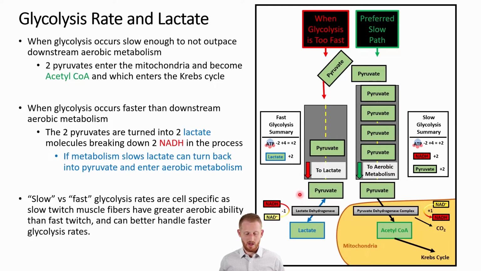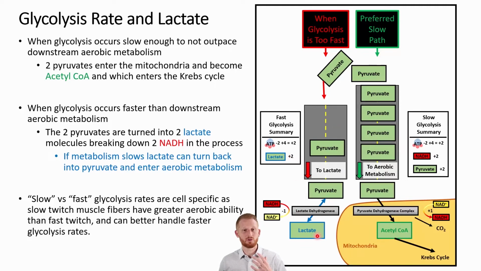All right, so if we go down this pathway here, we end up losing out on the pyruvate molecules that can go into the Krebs cycle. We also end up losing out on the NADH molecules that can go into the electron transport chain. And instead, we end up with lactate. The good thing is that this lactate pathway is reversible.